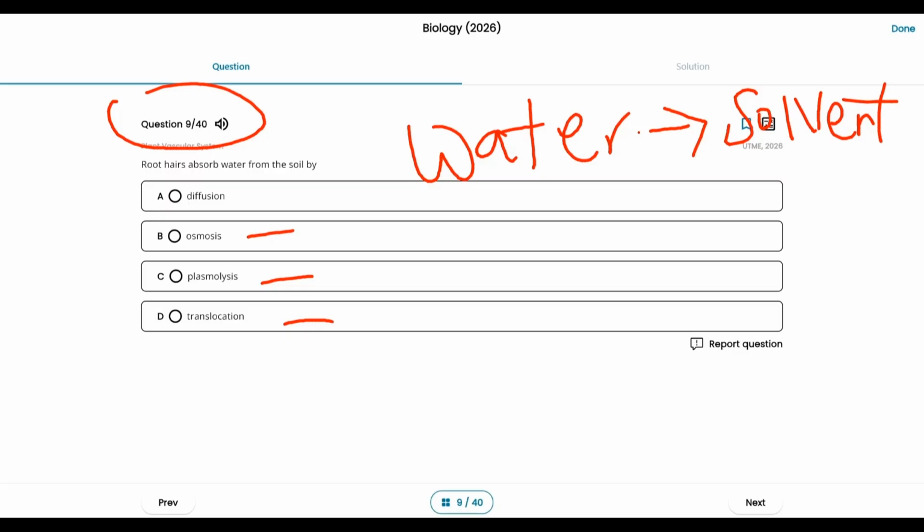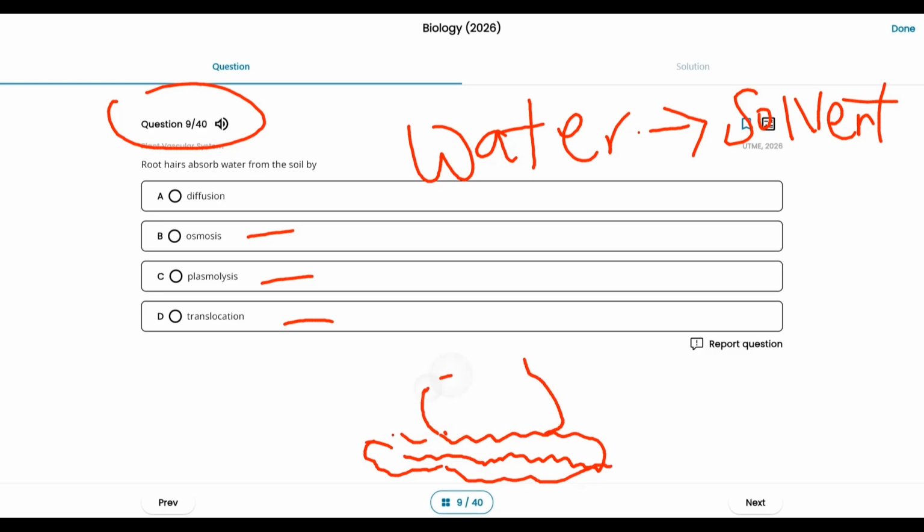Now, to understand how water moves, let's say this is a soil, and then this is the root of the tree. Okay, this is a tree. Once we understand how water moves, this question becomes very easy.